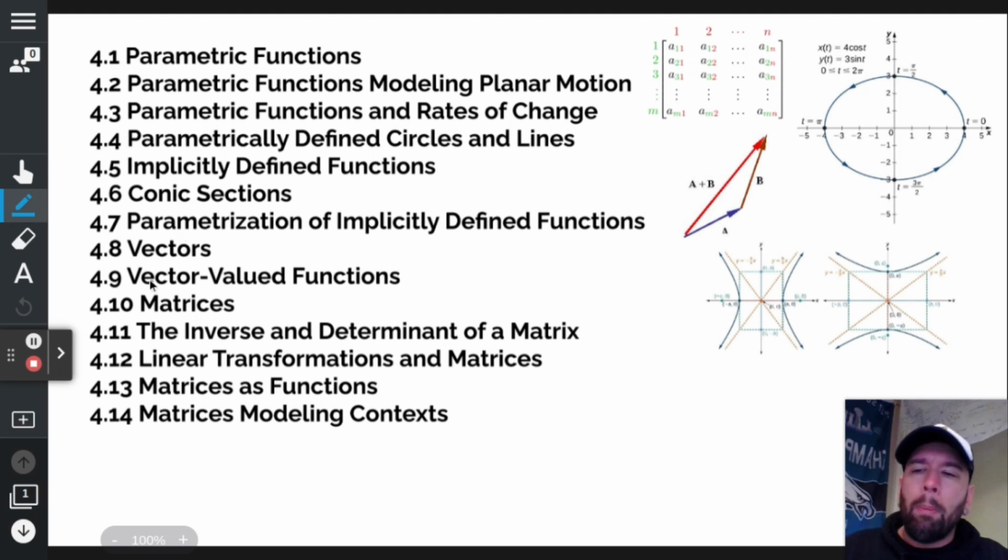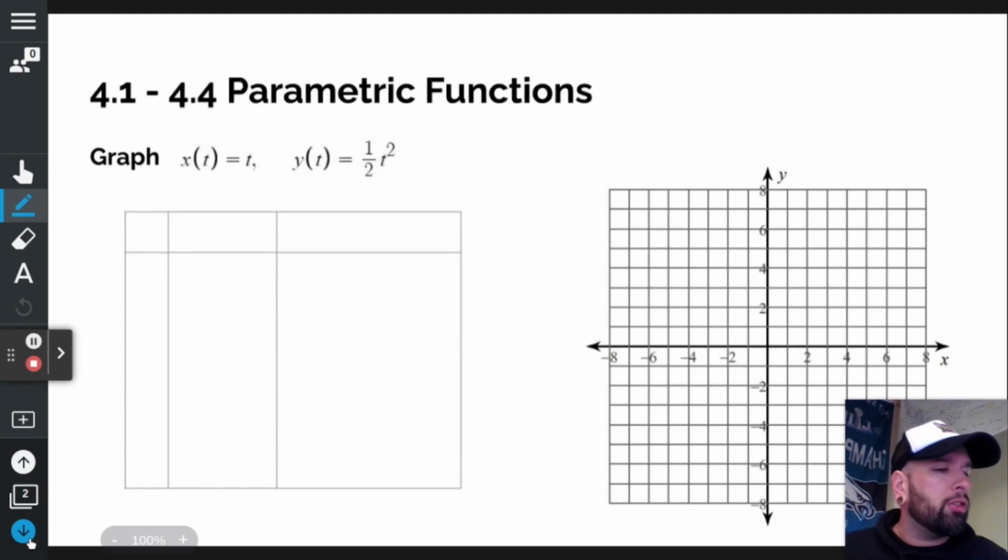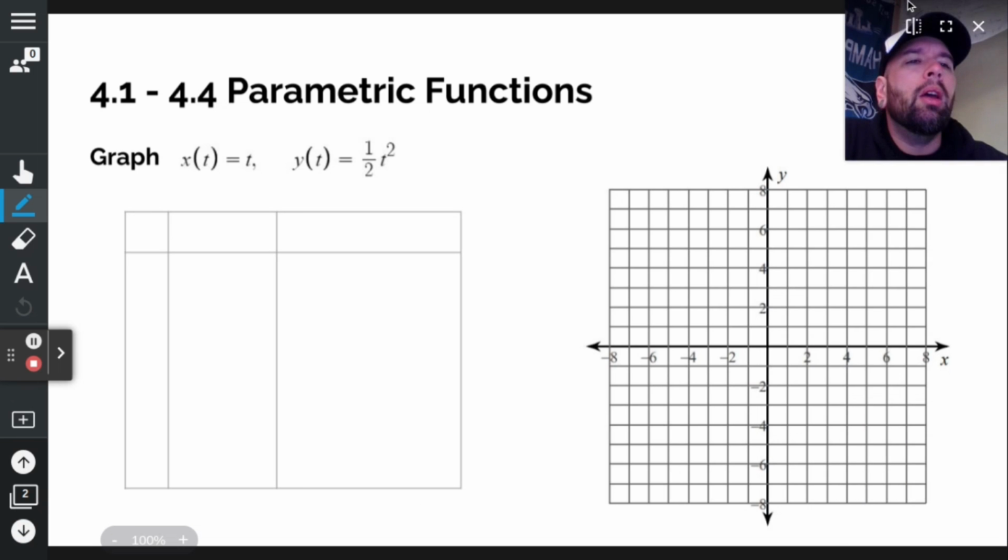But let's start out by talking about parametric equations, okay? Let me move my face because it's in the way. A parametric equation is basically, instead of giving an x value and plugging in to get a y value, you're given a t value. And that independent variable t is plugged into both an x and a y equation to get you a coordinate.